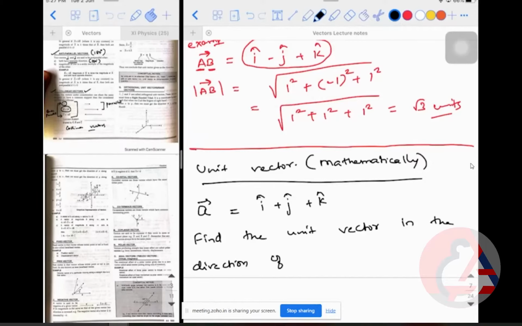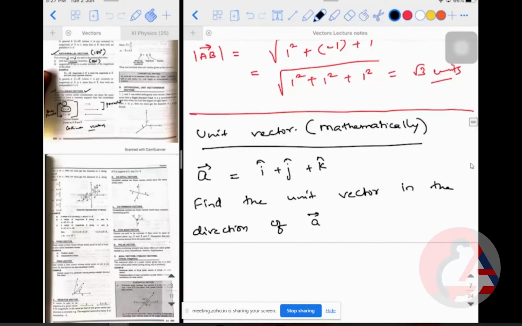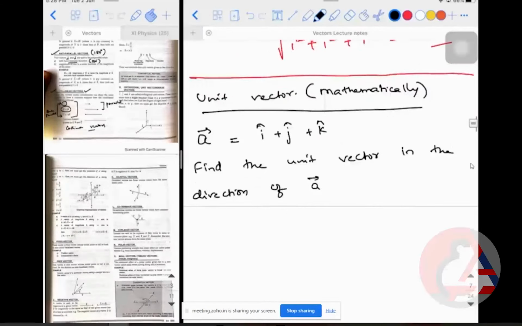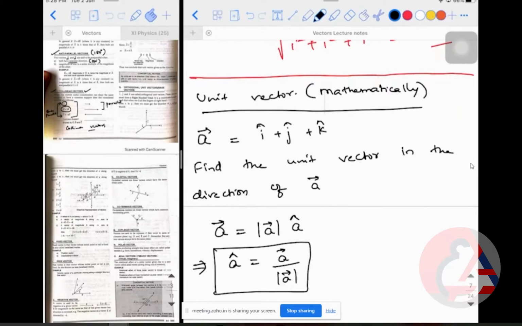If you see a question like this, find the unit vector in the direction of A vector, then we need to have a formula for it. That is what we are going to derive. So again, I'm sticking back to the basics. A vector is given as magnitude of A vector into A cap. Agreed? Accepted? This is what we had been discussing from yesterday. Now if I manipulate this equation, that is, if I try to write A cap, then A cap is written as A vector divided by the magnitude of A vector. Can I say this is going to be the formula for unit vector?